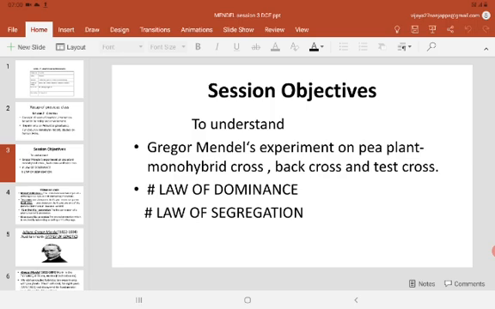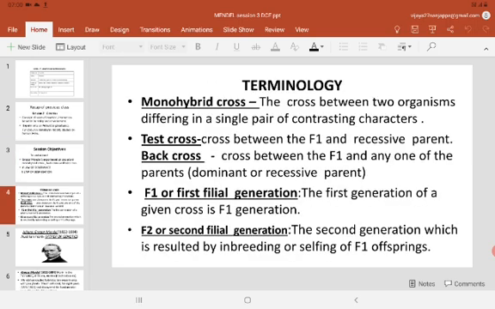Today, we are going to concentrate on Gregor Mendel's experiment on pea plants, monohybrid cross, backcross, test cross, and the two laws which we are going to learn: law of dominance and law of segregation. Terminology: monohybrid cross, the cross between two organisms differing in a single pair of contrasting characters. That is, we take two parents which are differing, and we are concentrating on only one character at a time. For example, height of the plant or color of the eye, etc.